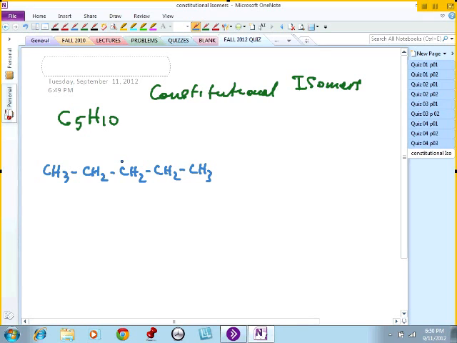The formula is C5, it has 5 carbons and 10 hydrogens. Is that correct? Oh, sorry about that. I do want to make this 12 hydrogens. You guys should have caught that. I was trying to give you an alkane, and that is not the formula of an alkane. Okay, thank you. So the formula is C5H12.